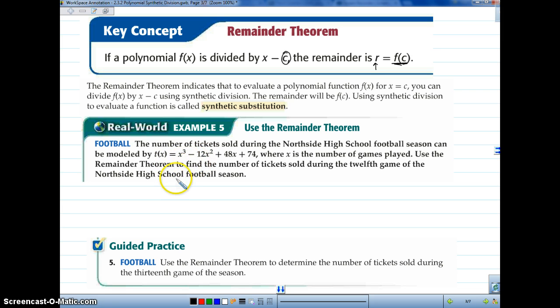Okay. So for example, in this problem, they said that there's a function that describes the number of tickets sold at a football season. X is the number of games played. Use the remainder theorem to find the number of tickets sold during the 12th game of the football season. So we're trying to find out what t of 12 is equal to. And so what we want to do is we want to divide this polynomial by x minus 12. That's what the theorem states. So the root for that is going to be 12. And we just pull all of the coefficients out. So it's going to be 1, negative 12, 48, and 74.